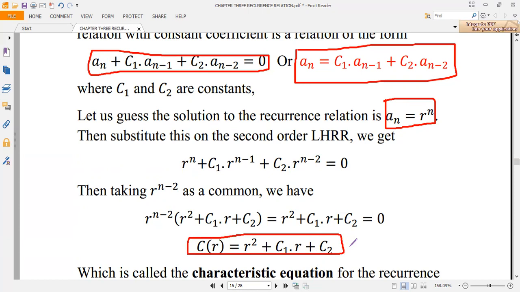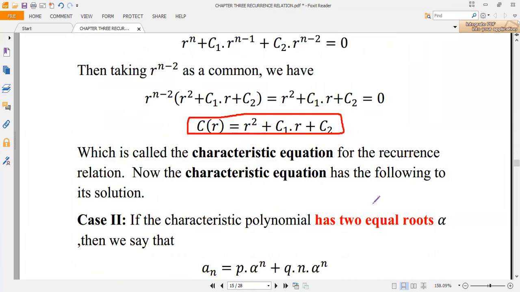And clearly you can see that it is a quadratic function, and the roots of this quadratic function are two, and these two roots may be identical, or they may be distinct, or they may be complex conjugates. Now, in this section, we will see the second case of the roots of the characteristic equation, when there are two equal roots, when the characteristic polynomial has two equal roots alpha.